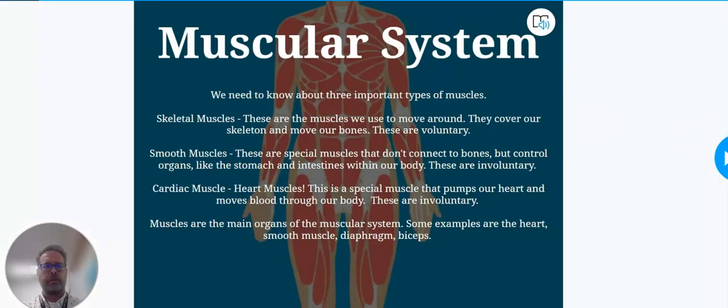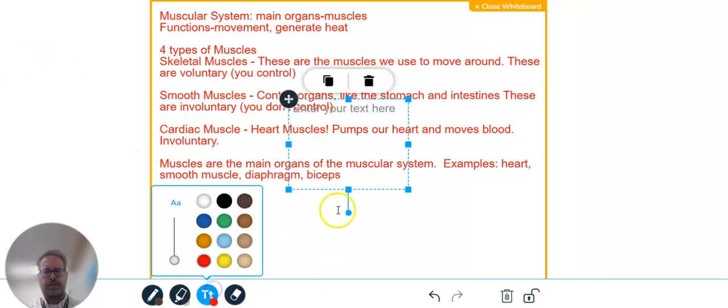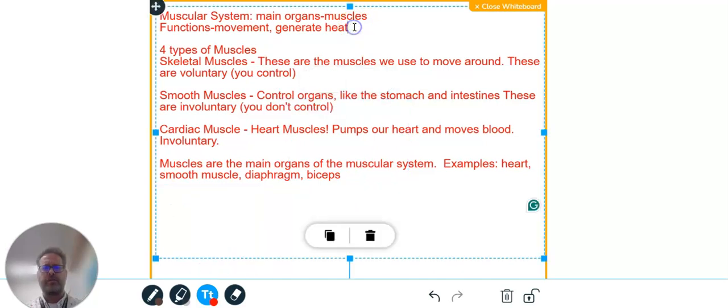All right, here are our notes for muscular system, and I'm going to come in here and add, oh, generate heat is in there. Good. I didn't think that was in there. It's in there. Awesome. Muscular system. The main organs are the muscles. Do you need to know some of them? I did put some examples down here like your heart, the smooth muscle around your digestive system, your diaphragm. We talked about biceps. I think that was Julius that said biceps earlier, right? Yeah, we talked about the biceps.